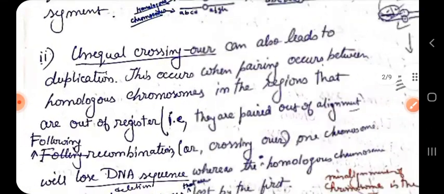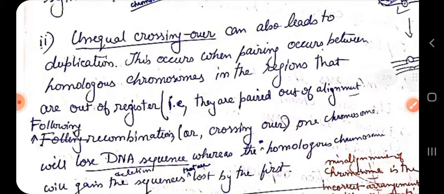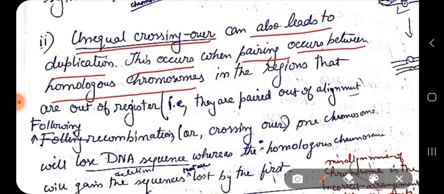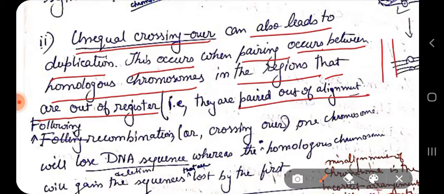The second cause of duplication is unequal crossing over, obviously due to the breakage and reunion of the chromosome, and during unequal crossing over, it can also lead to duplication. This occurs when pairing occurs between the homologous chromosomes in regions which are out of register. That means they are paired out of alignment, they have not aligned properly, they have aligned in an improper way.